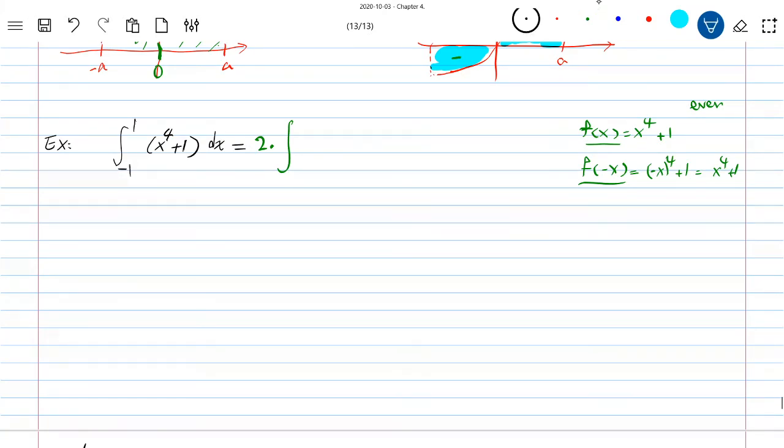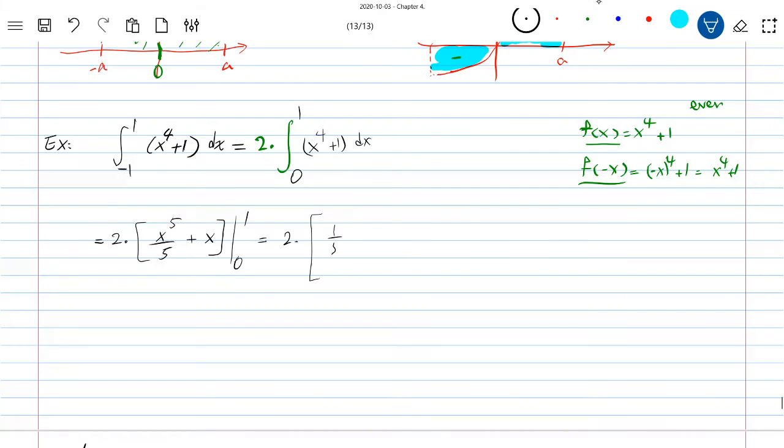Is 2 times the integral from 0 to 1 of x to the power 4 plus 1. It's always easier to replace 1 into the function than replacing 1 and negative 1. What you get is 2 times the integral from 0 to 1, and the antiderivative of x to the 4 is x to the 5 divided by 5, plus the antiderivative of 1, which is x, evaluated from 0 to 1. This is 2 times whatever that number is.